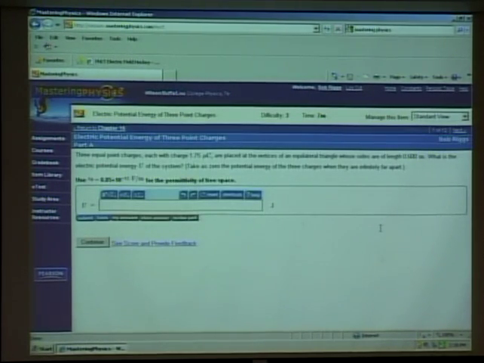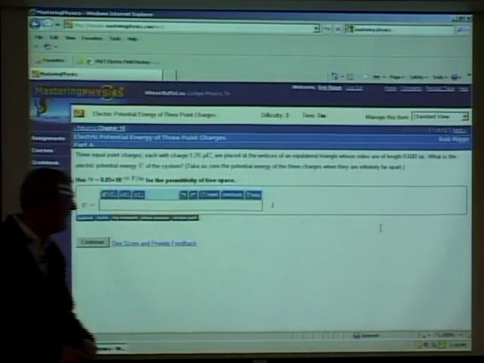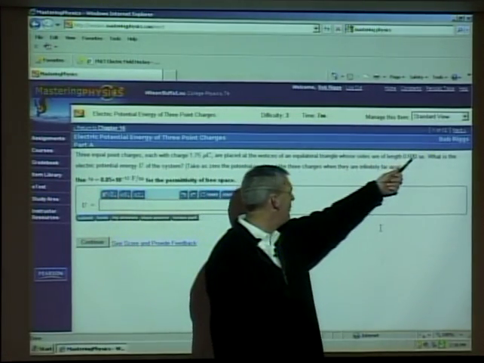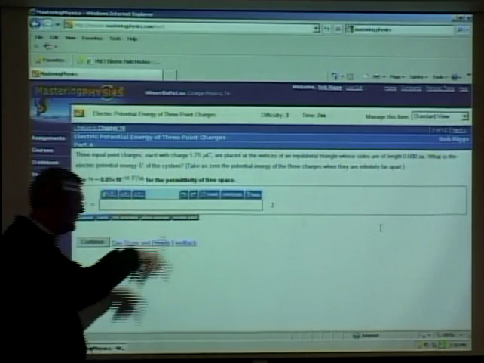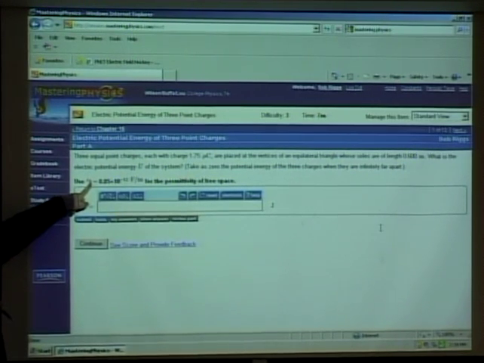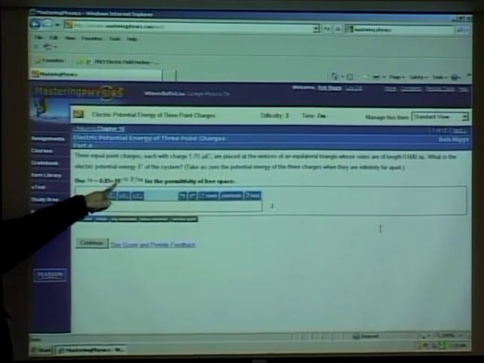It says three point charges, each with a charge of 1.75 microcoulombs, are placed at the vertices of a 0.6 meter equilateral triangle. What is the electric potential energy of the system? They wanted you to use epsilon naught equals 8.85 times 10 to the negative 12.